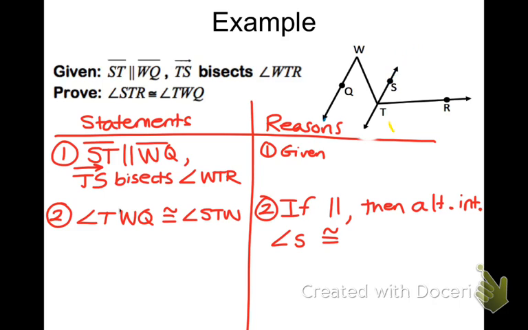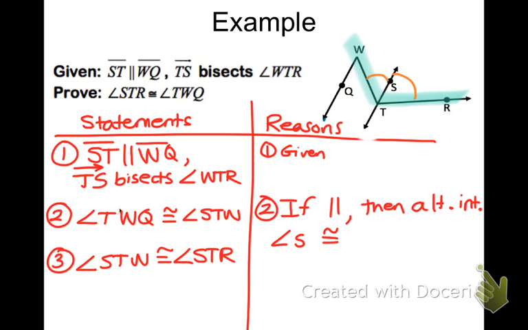Now let's go to that bisecting part. So it's telling me that angle WTR is being bisected by this ray. So where are my two congruent angles up here if ray TS is bisecting? Yeah, here and here, right? So now let's put that in a statement. So over on the left, line 3. Angle, I'm going to go STW just because that's what I used here. STW is congruent to angle STR.